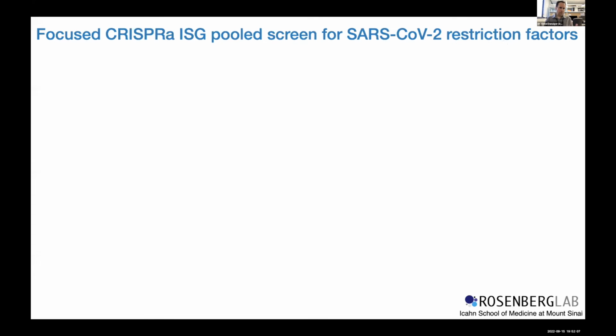So I was very lucky to generate this system around February 2020, just before COVID hit. So when COVID started, we thought about employing our resources here at the Icahn School of Medicine to conduct a focused CRISPR activation ISG pooled screen for SARS-CoV restriction factors. The outline of the screen is as follows.